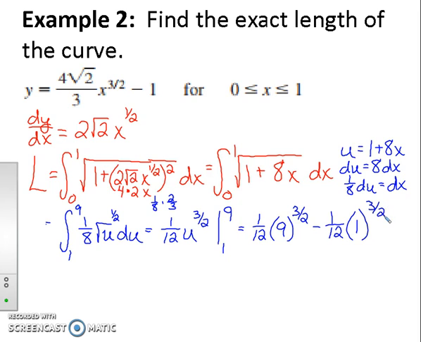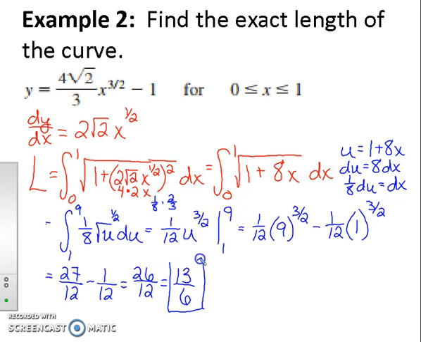So 9 to the 3 halves, we would square root it first, get 3, cube it, and you get 27. So that would be 27 over 12 minus 1 over 12. So you get 26 over 12, or 13 over 6 is the length of that arc from 0 to 1. Okay?